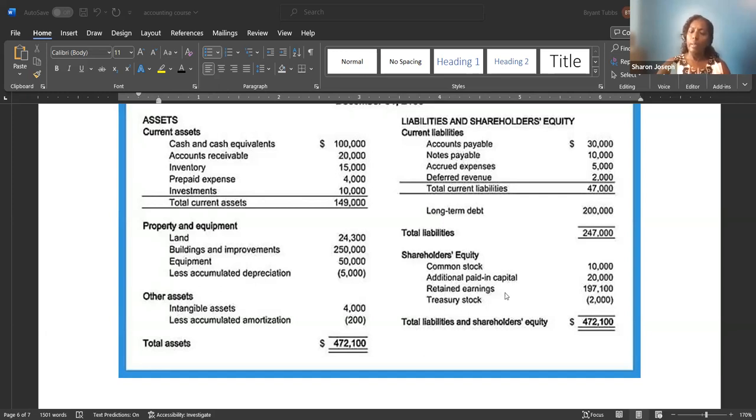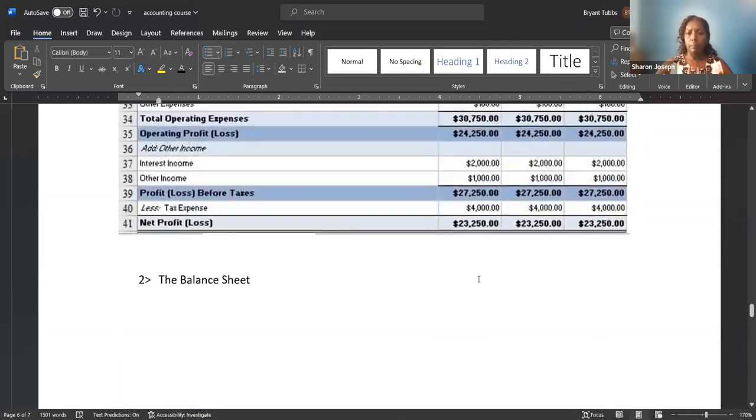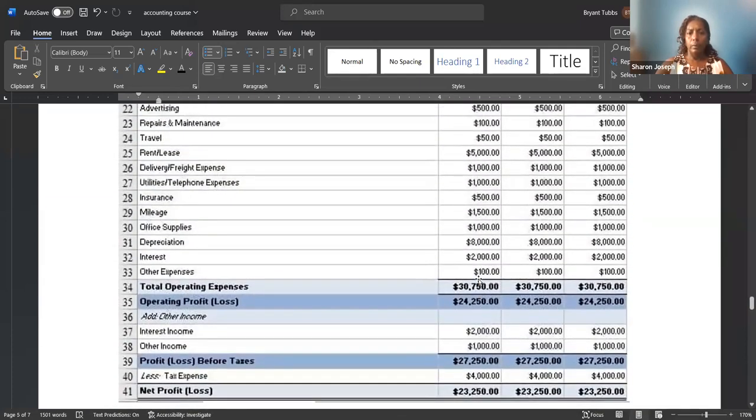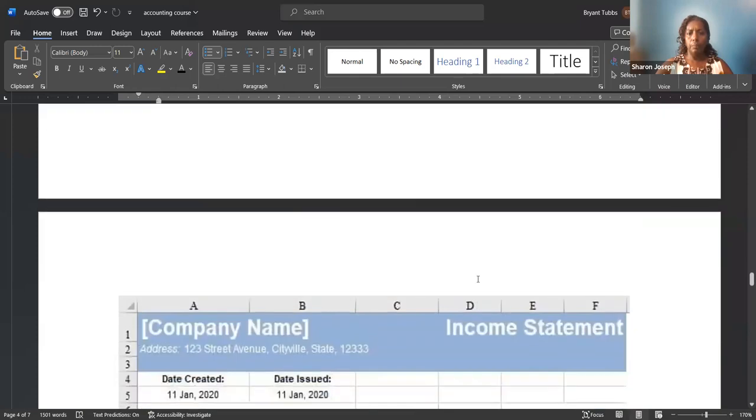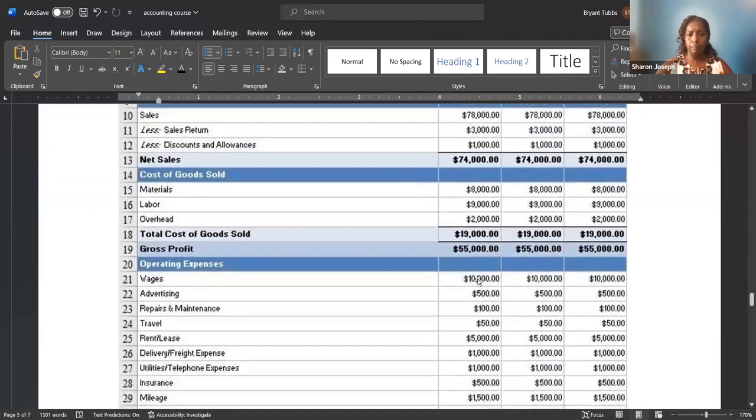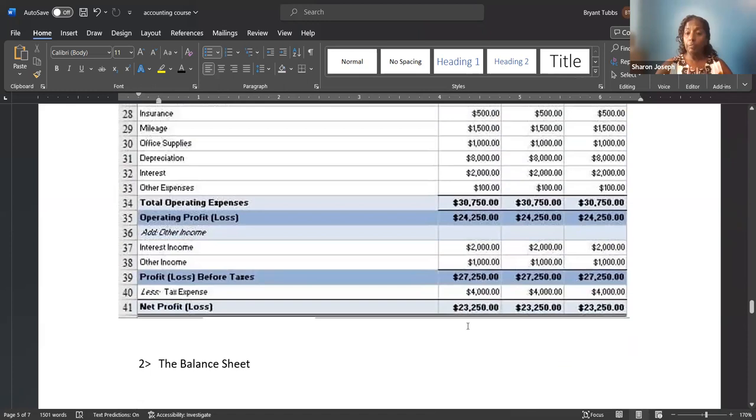And this is a good segue into making sure that you understand retained earnings is basically how you tie in your income statement and your balance sheet. Let's go back up a little bit. So in this case, for this year, our net income was $23,250. This is the revenue that was generated after all of the expenses. It's basically what was left over for the period.